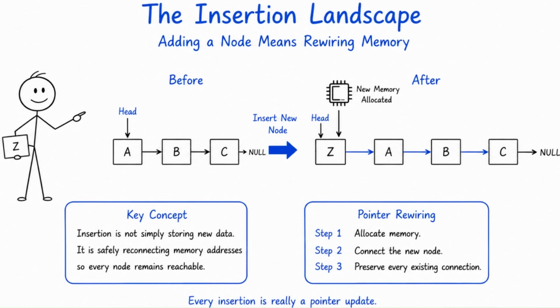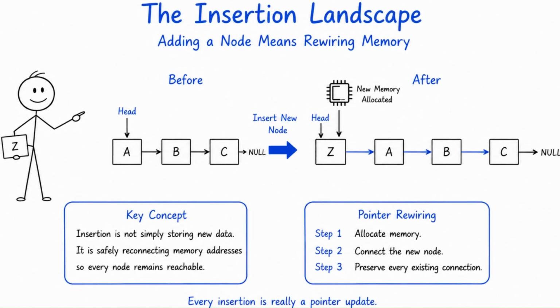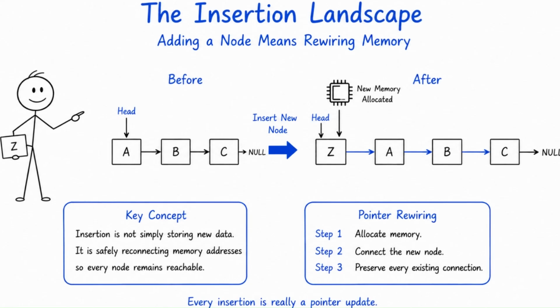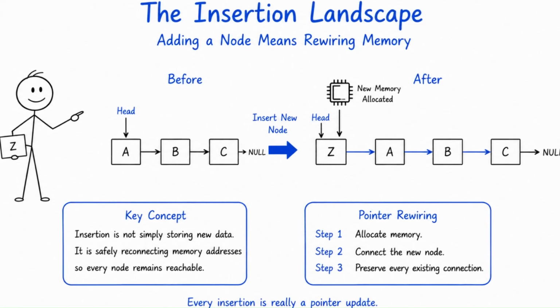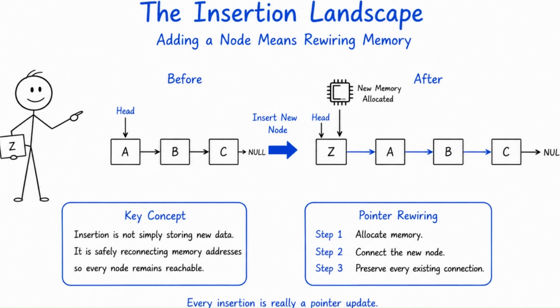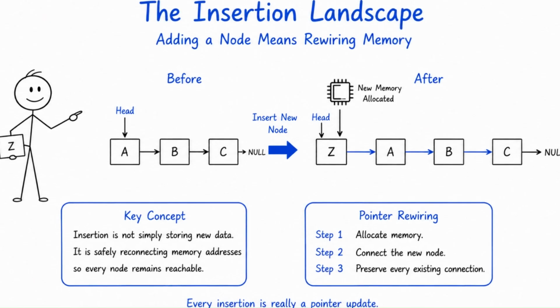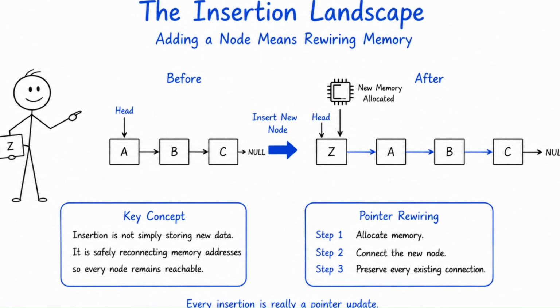Imagine we have our original list, right, A pointing to B pointing to C. To add Z, we allocate the memory, and then we have to physically rewire the pointer so Z connects to A. It is all about controlling these connections.